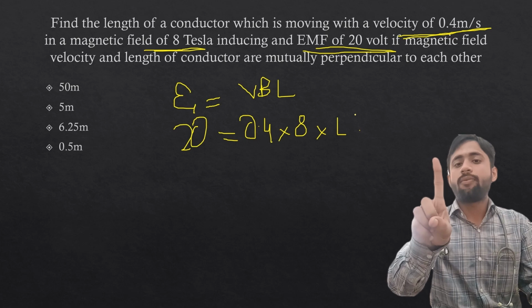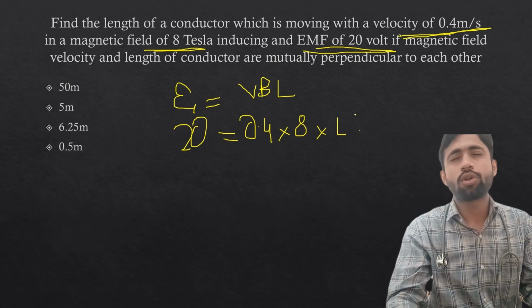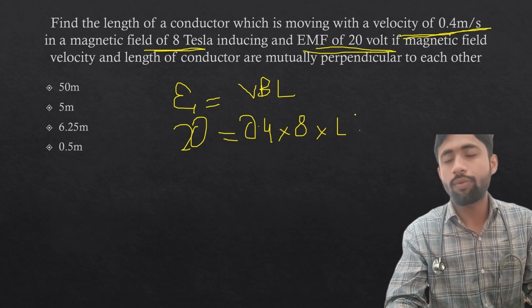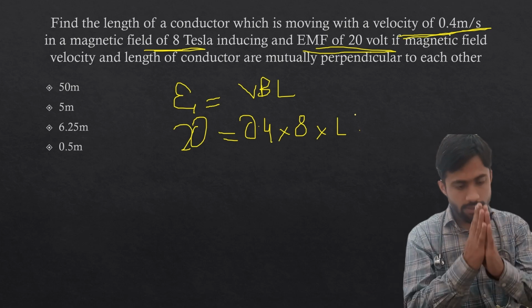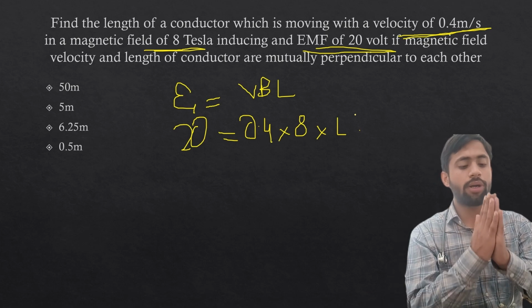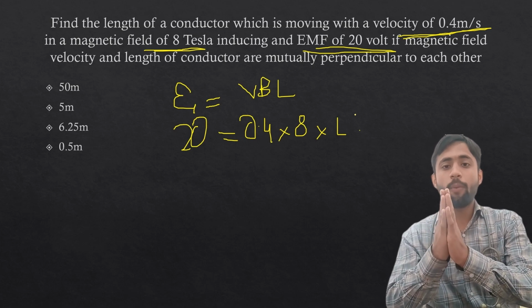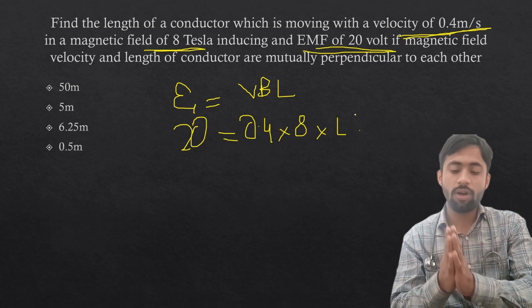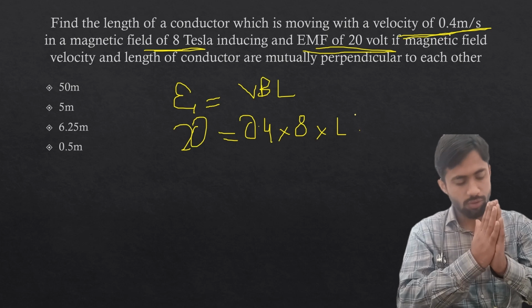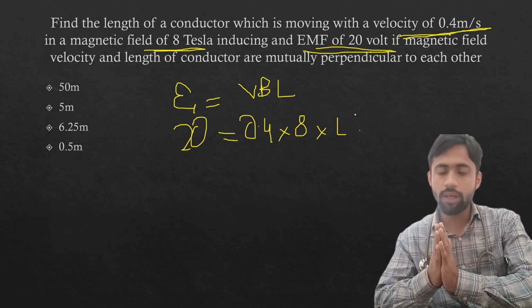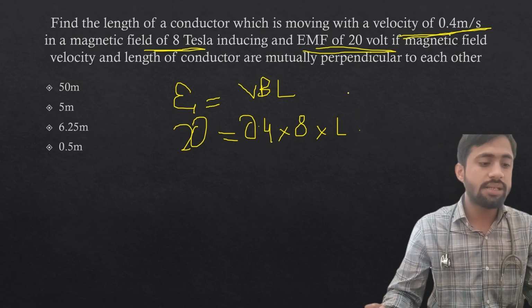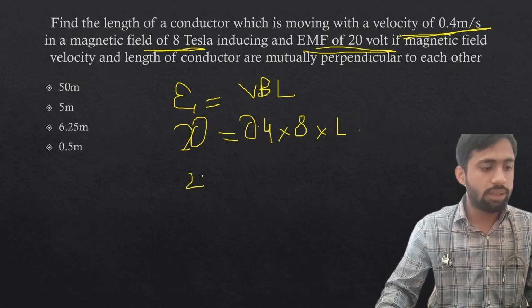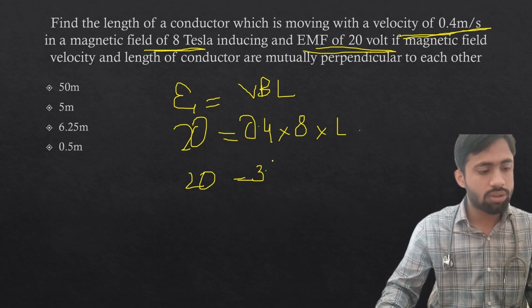Now 0.4 multiplied by 8. Again, first step, forget the decimal point. You have to solve for not 0.4, you have to solve for 4. 4 multiplied by 8, 32. Now, first you made the decimal point go 1 point ahead. Now you have to make the decimal point come 1 point behind. First you moved it 1 point forward, now you are moving it 1 point behind. So this is 3.2, the right answer. 20 is equal to 3.2 L.